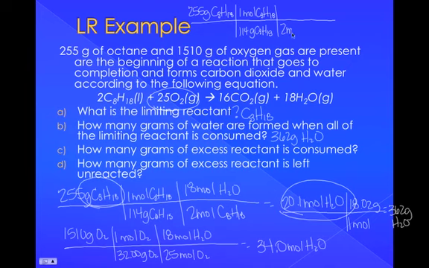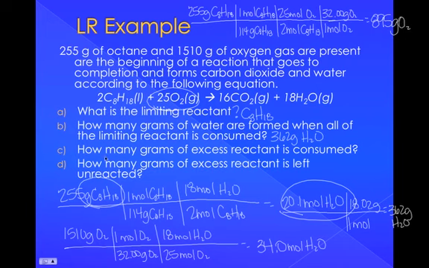And for every 2 moles of octane, I'm going to need 25 moles of oxygen. And each mole of oxygen has a mass of 32 grams. Plugging this in, 255 times 25 times 32 divided by 114 times 2 gives me 895 grams of oxygen that I use.